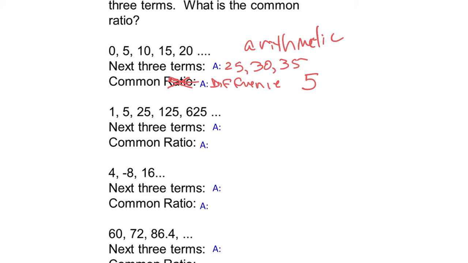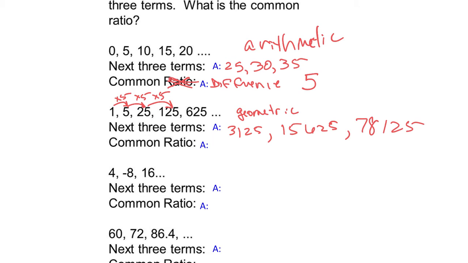All right, my next one, 1 to 5, 5 to 25, 25 to 125. I know I'm multiplying by 5 each time. So that means this is geometric. My next 3 terms are, I'm going to use my calculator. So I don't feel like doing all that multiplication. 625 times 5 times 5 times 5. And my common ratio, it is a common ratio this time, is 5.